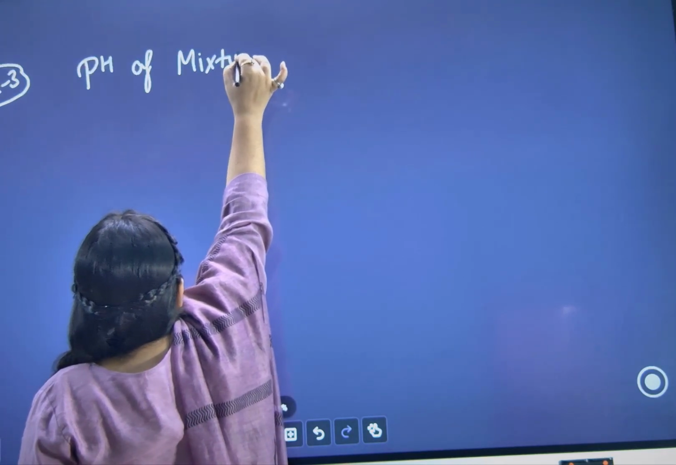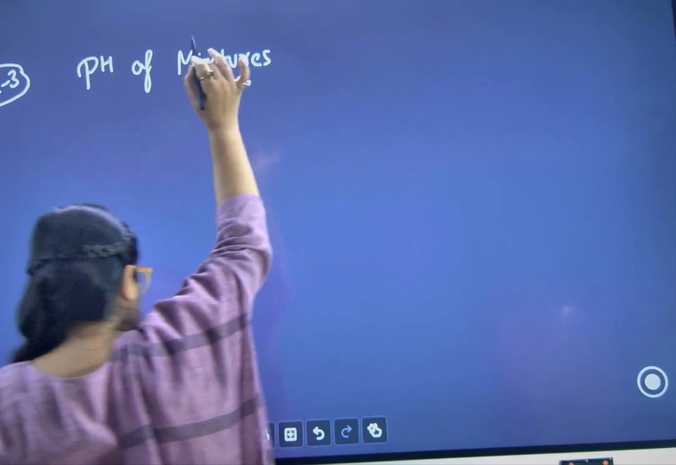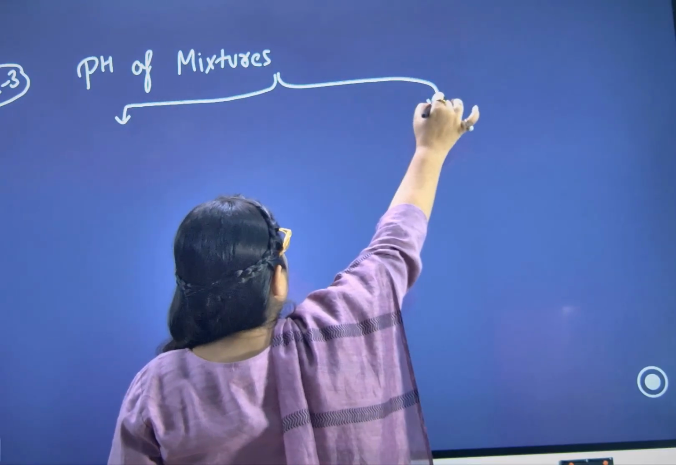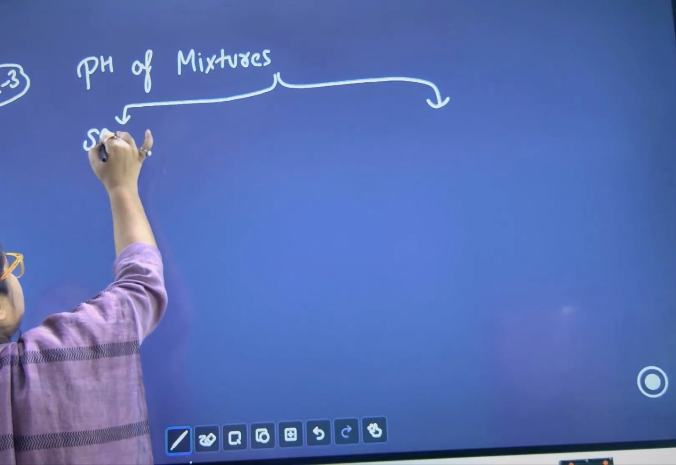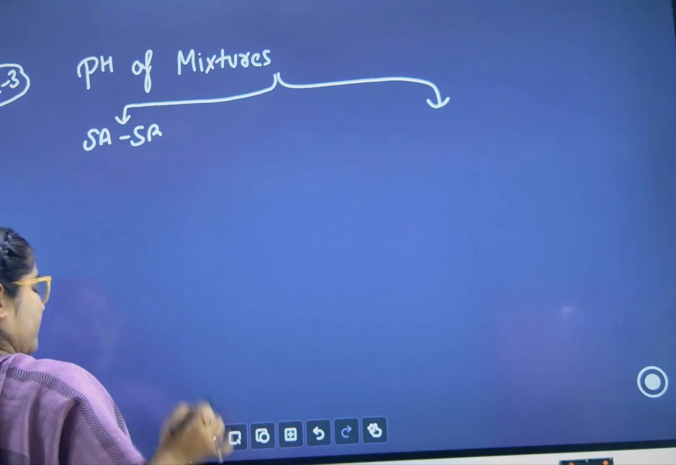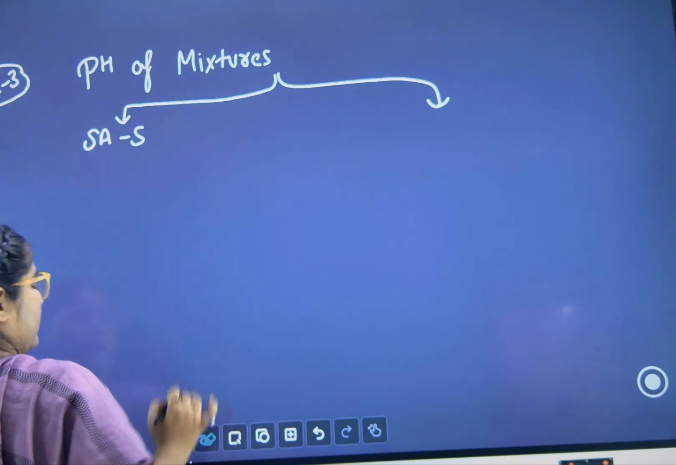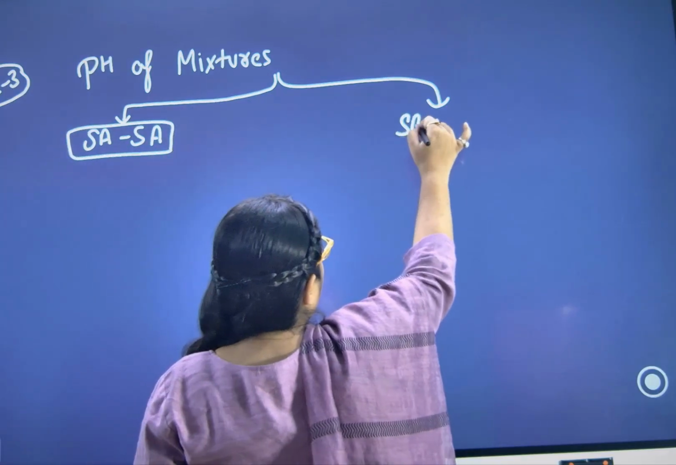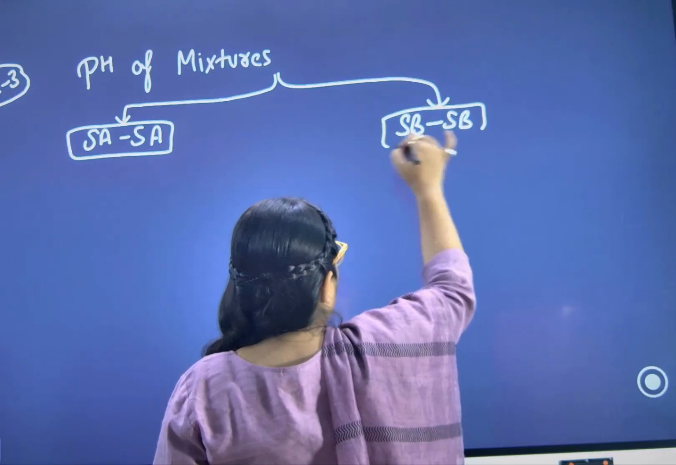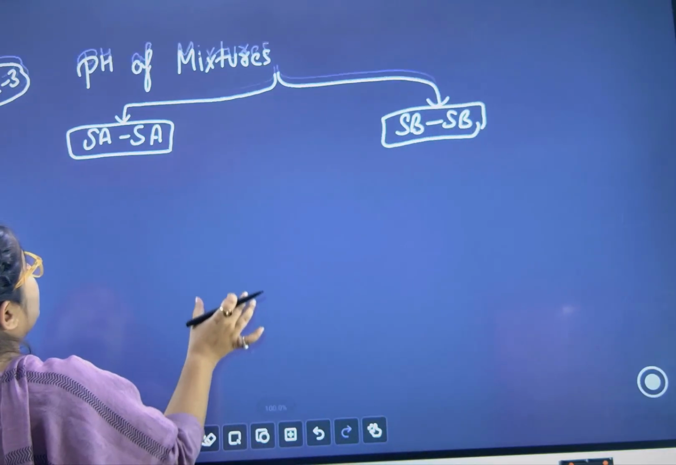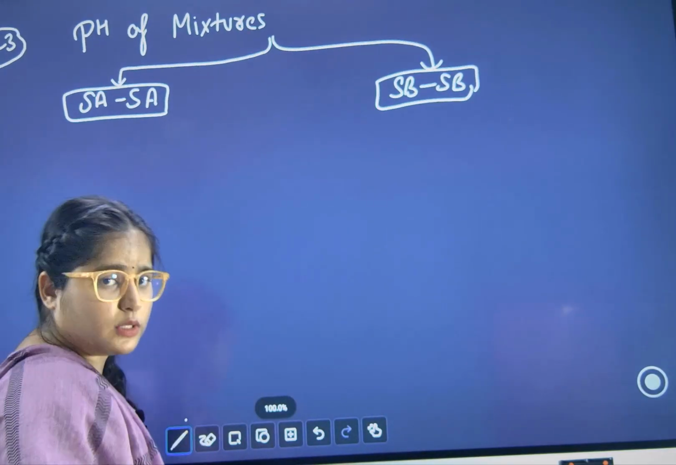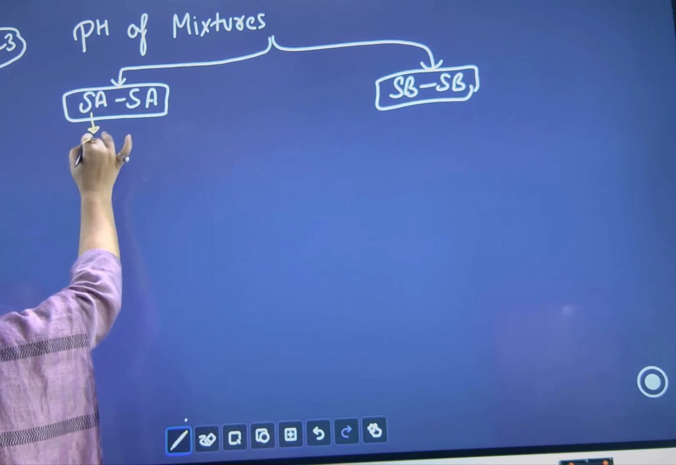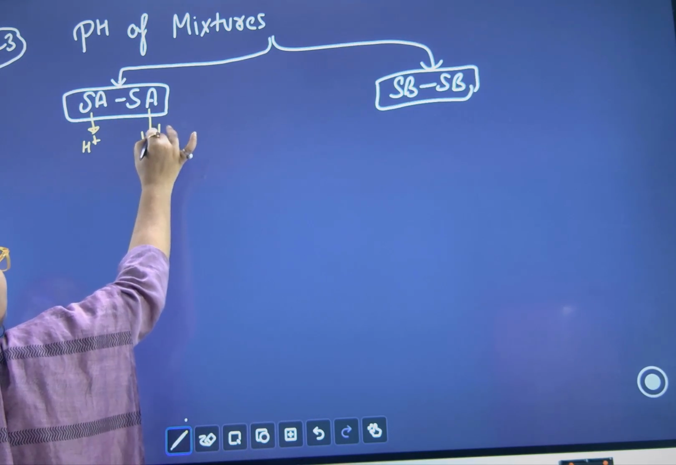Now in that case we will again see two cases. First let us see a mixture of strong acids with strong acid, and strong base with strong base. Clear? Okay, so how will we do it? There is a mixture of two things, right? So what we will do is calculate the H ion of this and the H ion of this.